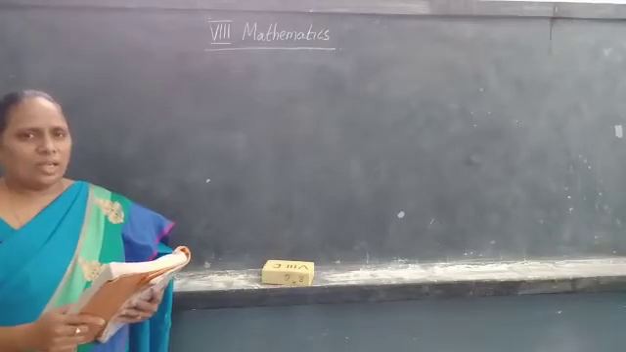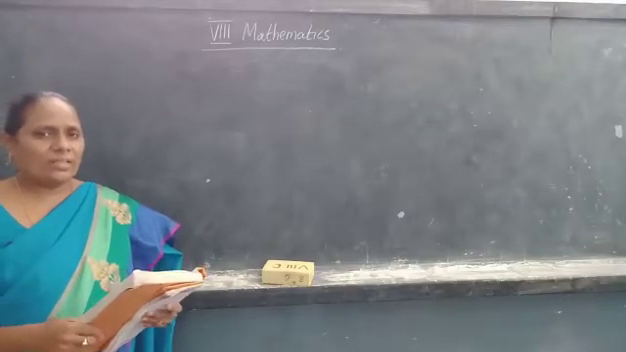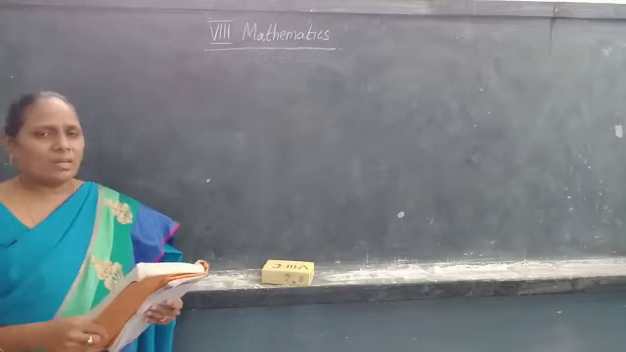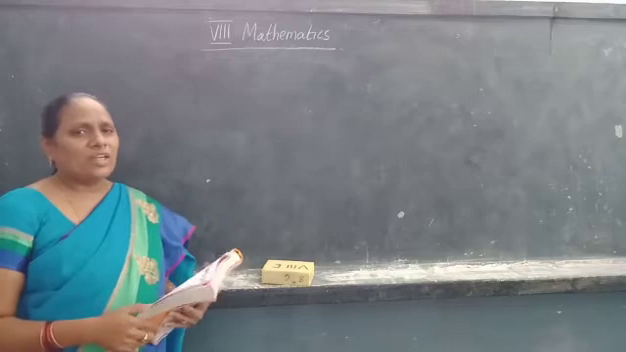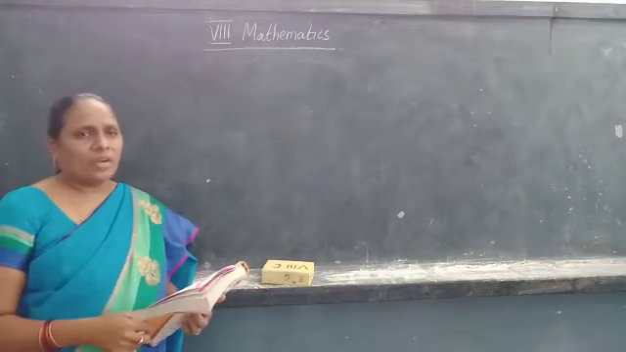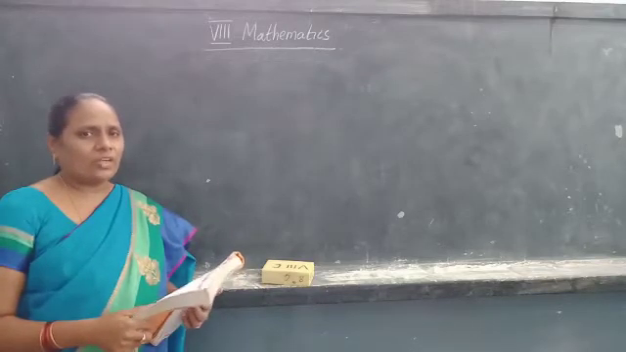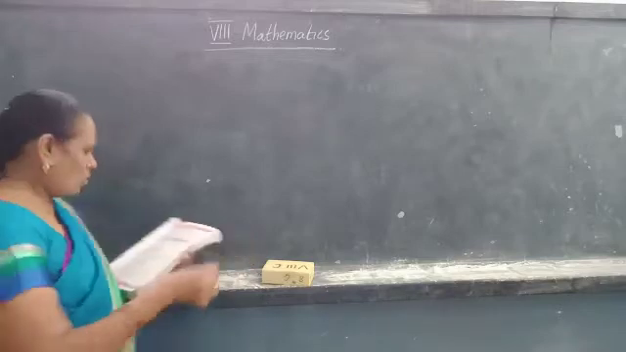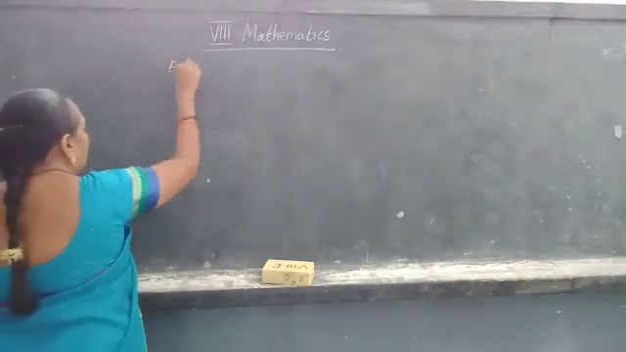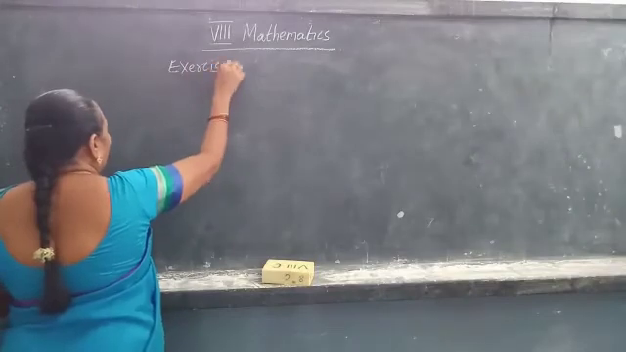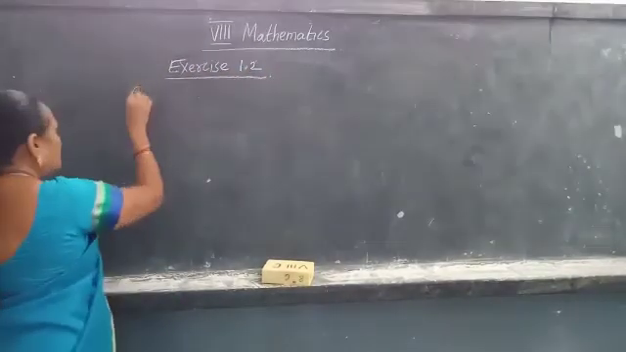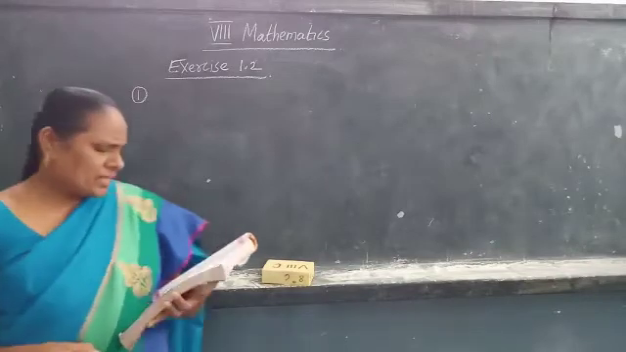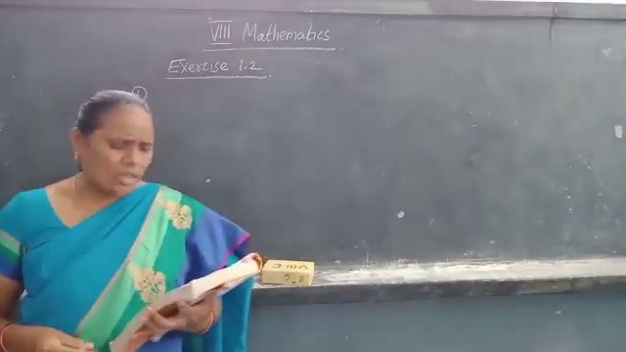Hello children, in the previous video we have completed representation of rational numbers on the number line and rational numbers between two rational numbers. Now we are going to start the exercise related to those two topics. So exercise 1.2. The first bit is represent these numbers on the number line.